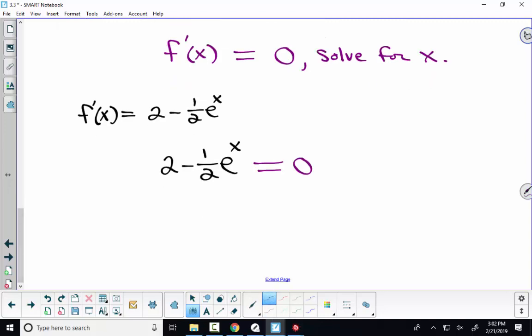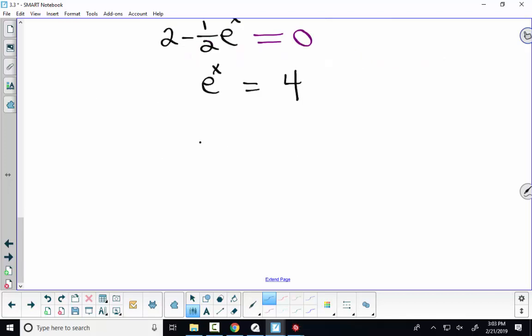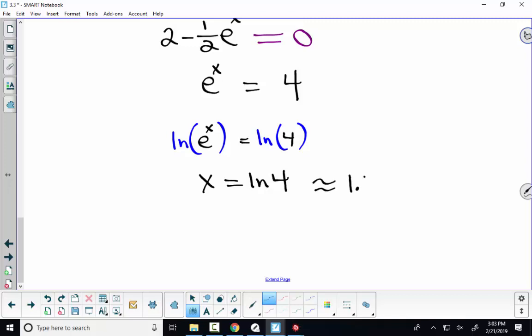So there's only 2 terms here. We subtract 2, multiply by negative 1/2, so that we have e to the x equals 4. Y'all remember how to solve that? Natural log of both sides. Yeah, the inverse of e to the x is the natural log. So ln of e to the x is x. So x is the natural log of 4, which is approximately 1.386.